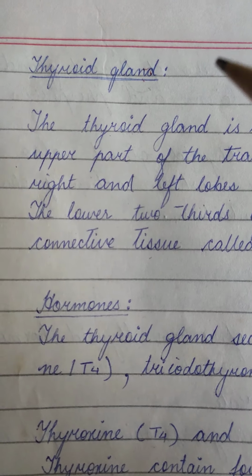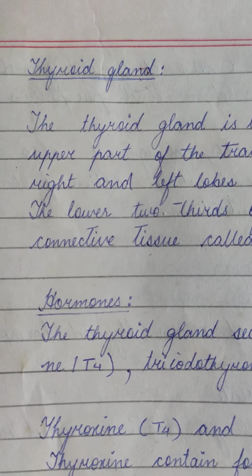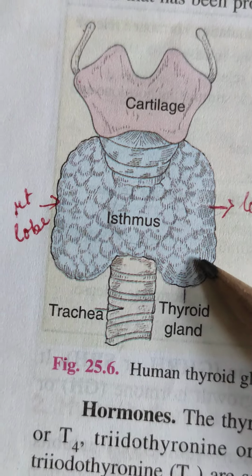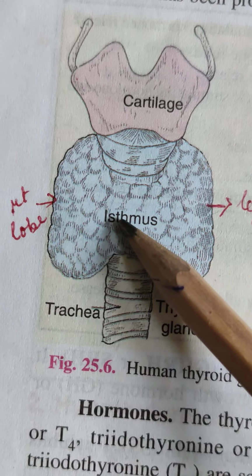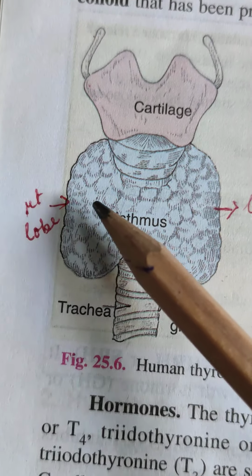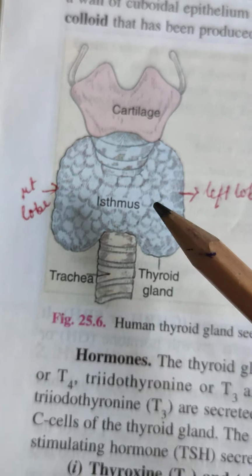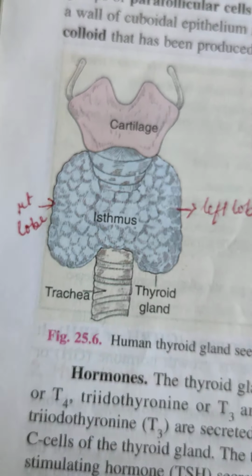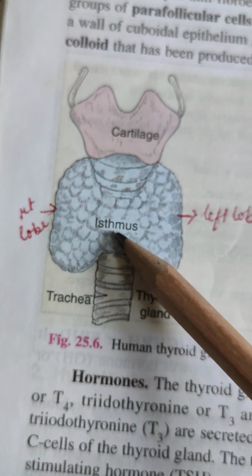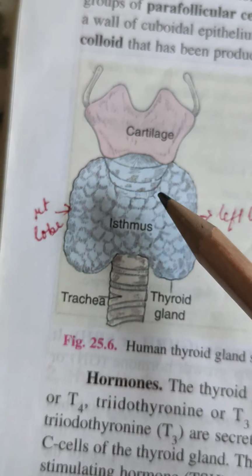Hello students, today we will discuss another endocrine gland, that is the thyroid gland. The thyroid gland is the largest endocrine gland, which is located in the front of the larynx and upper part of the trachea. The thyroid consists of two connected lobes, the right lobe and the left lobe, on either side of the trachea. The lower two-thirds of the lobes are connected by a thin connective tissue known as isthmus.